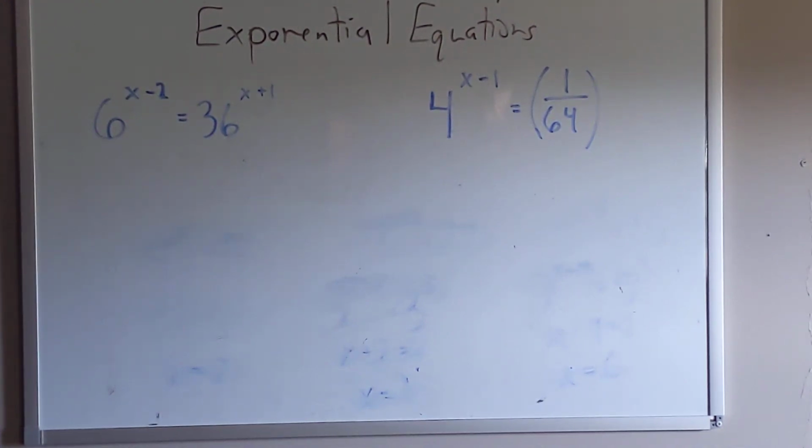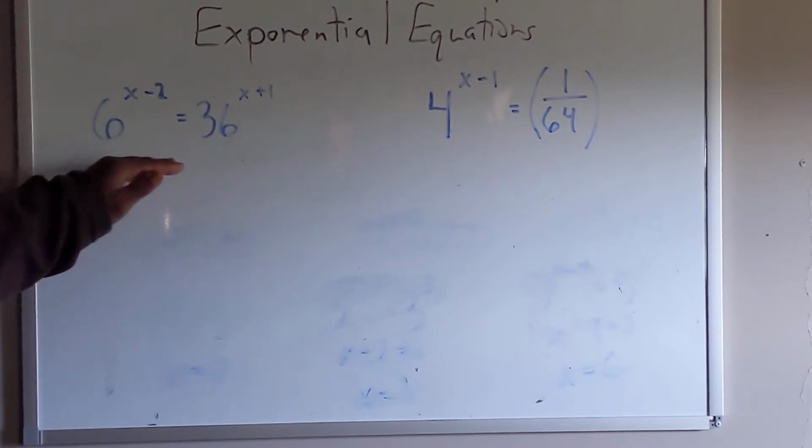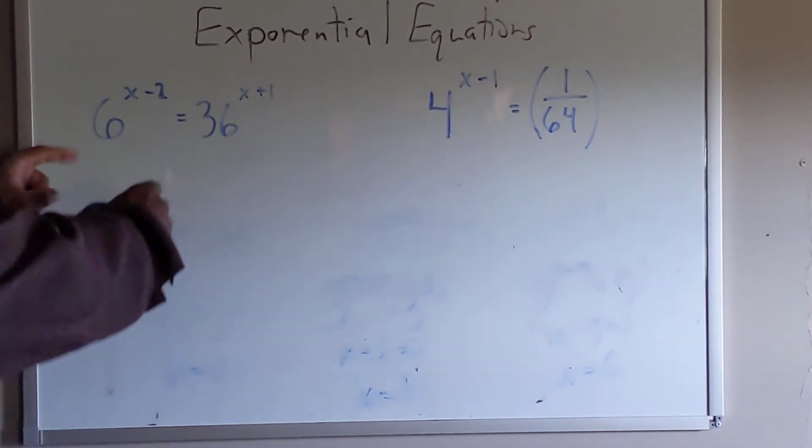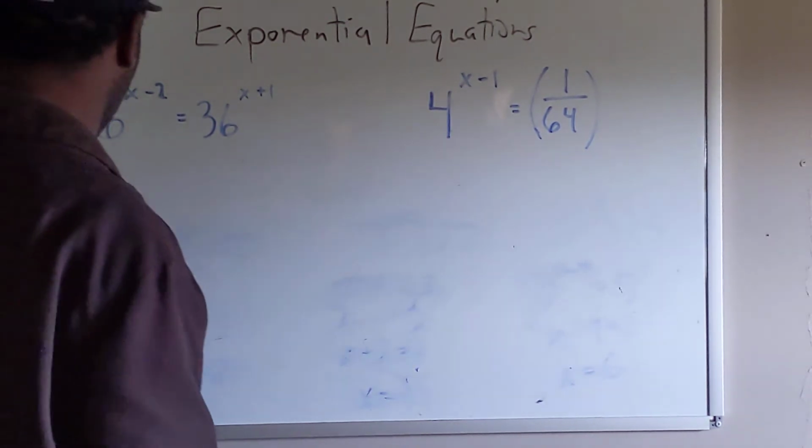Okay, we have another set of examples. We have 6 to the x minus 2 is equal to 36 to the x plus 1. Can we write these with the same base? Yes, 36 can be written with a base of 6. So this is what we have.